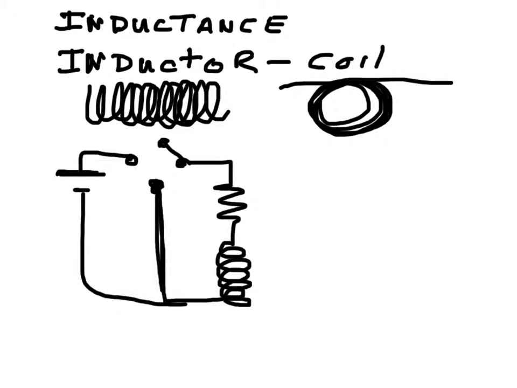So we build a simple circuit with a battery, a two-way, three-way switch, open, closed here, and a resistor, and an inductor. The symbol for inductance is L, and what happens when I close the switch?